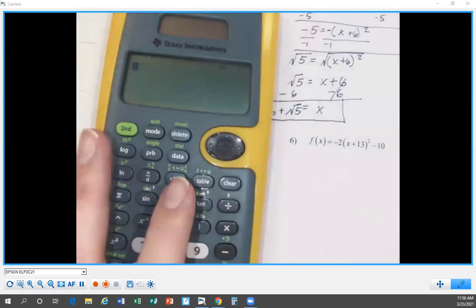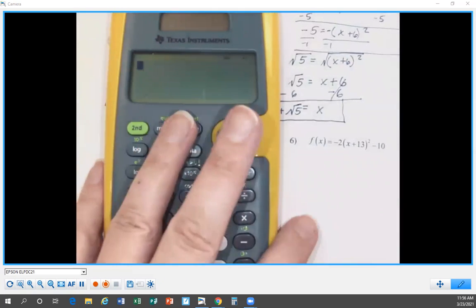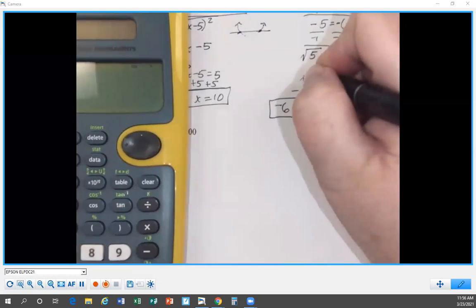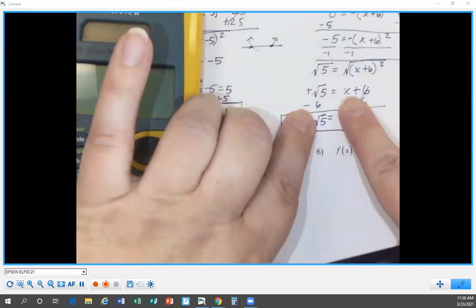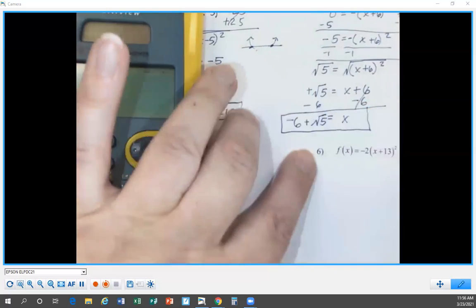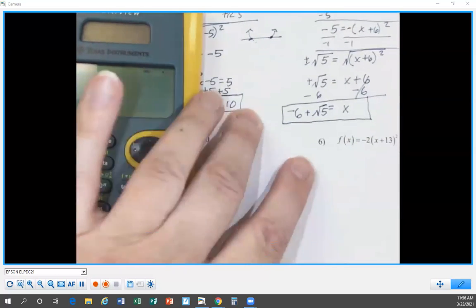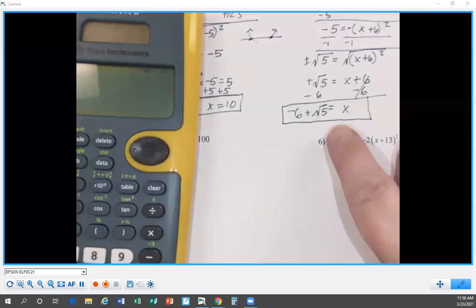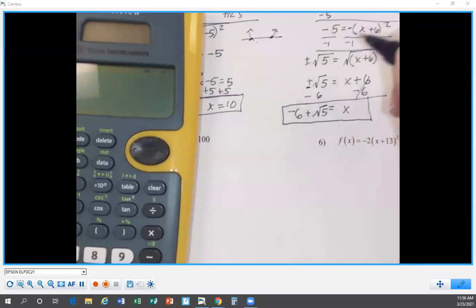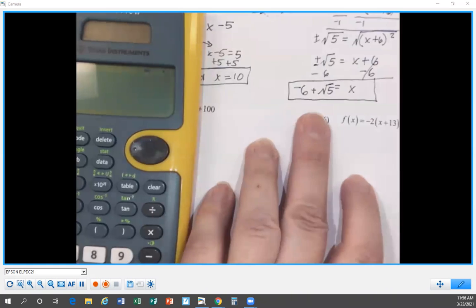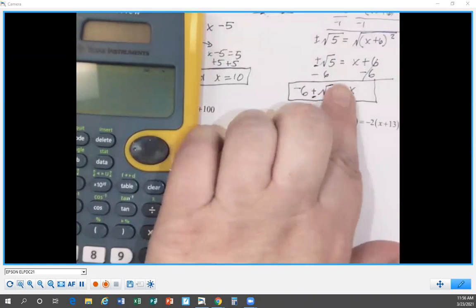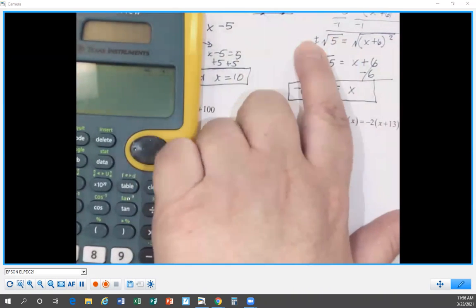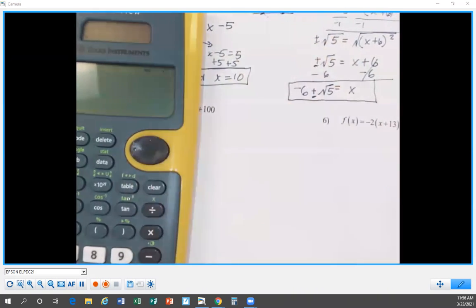If I wanted to get a decimal approximation, sorry, plus or minus, I apologize, this is a plus or minus, because we're taking the square root, it could be positive or negative here. So x equals -6 plus or minus √5. Sorry about that. Just to reiterate, because I left it out, we can have the positive or negative √5.